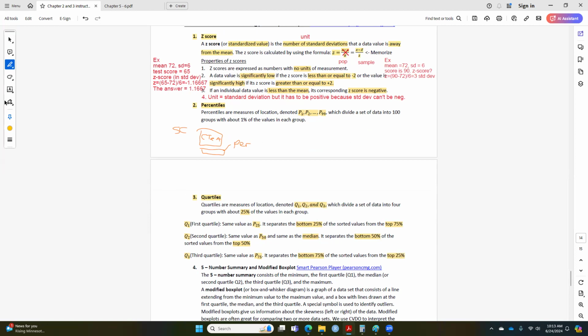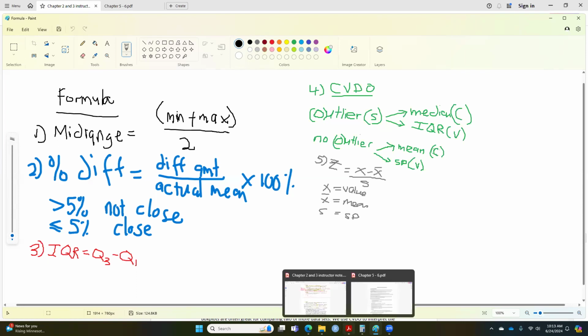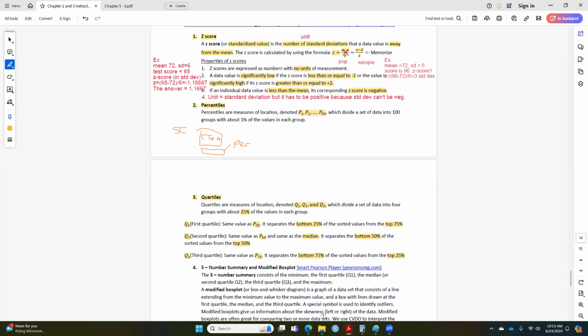The only reason you need to know the quartiles and their location is because of IQR. Don't forget, if you remember the formula here, which is number 3, IQR is the third quartile minus the first quartile, Q3 minus Q1. Again, you do not need to worry about that because your StatCrunch will give you the quartiles in this case.